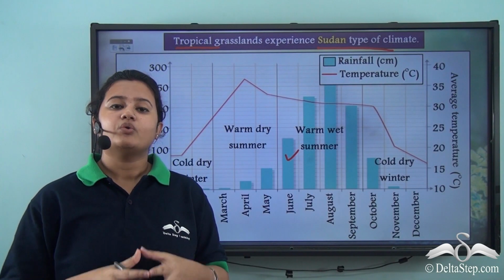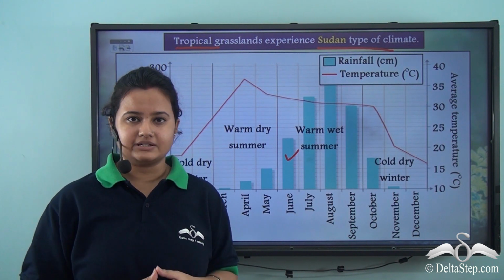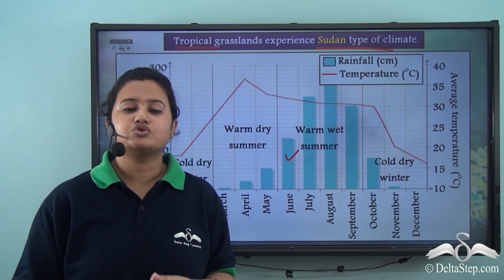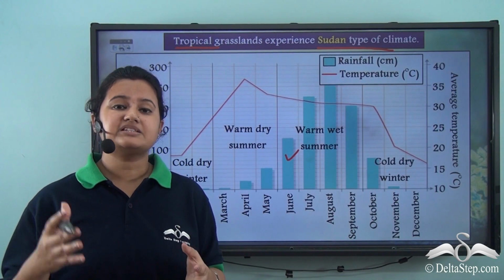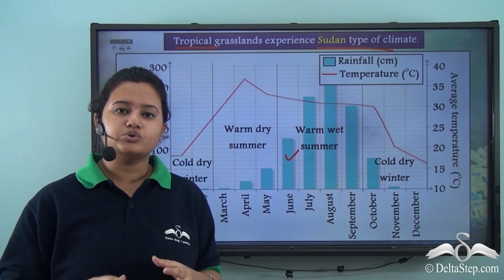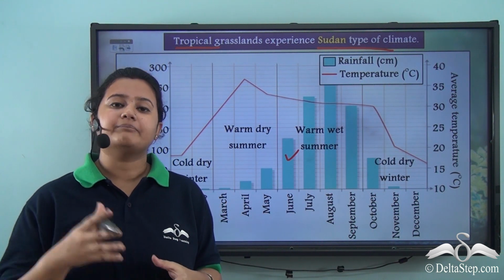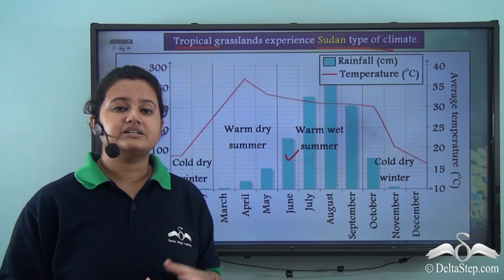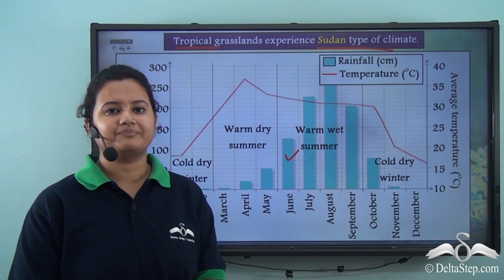So in today's video, we studied the location and climatic conditions of tropical grasslands. Tropical grasslands, as we discussed, are located very close to both the tropics. Then we discussed that tropical grasslands experience the southern type of climate. That is, the average temperature of this biome is usually very high and it rains only for a short period of the year, while the maximum part of the year remains dry. In our next video, we will discuss how this type of climate affects the vegetation found in this biome.